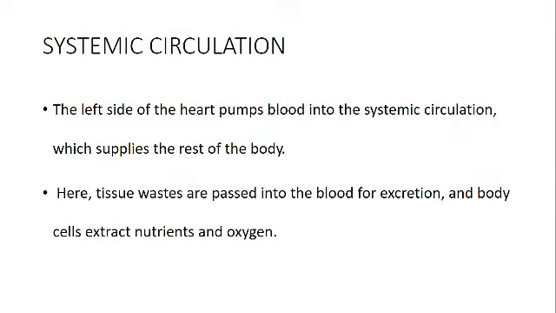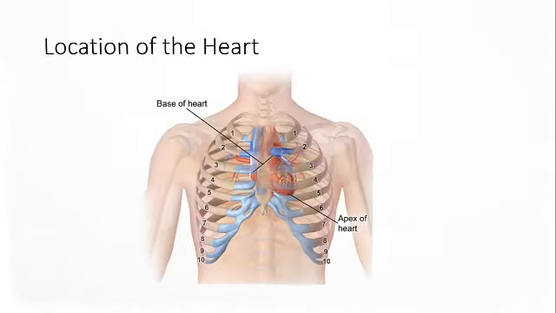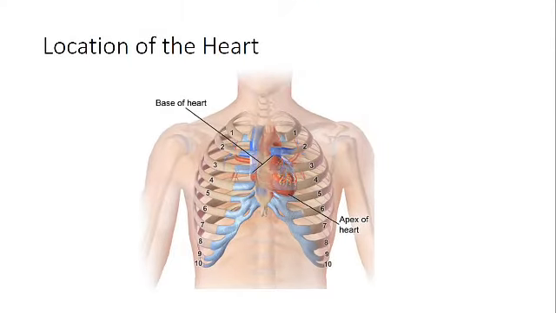Systemic circulation has to do with pumping blood through the left side of the heart to supply every cell of the body, as we have earlier discussed. Let's look at the location of the heart. The heart is located in the thoracic cavity, or rather say the chest cavity, on the left side.